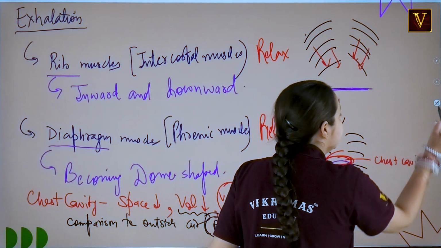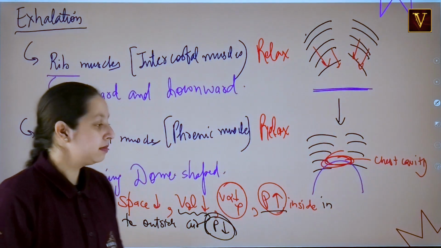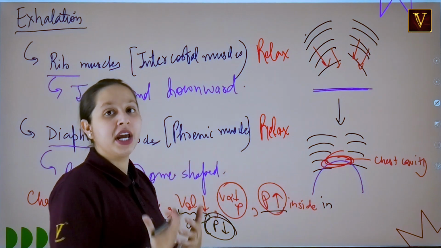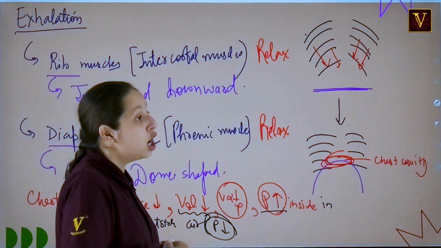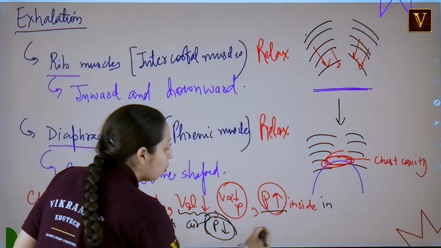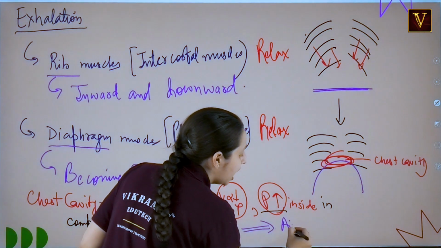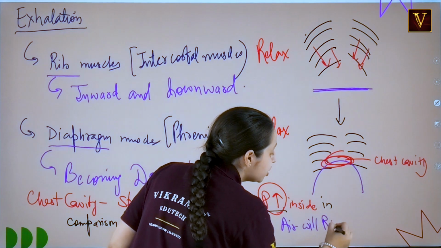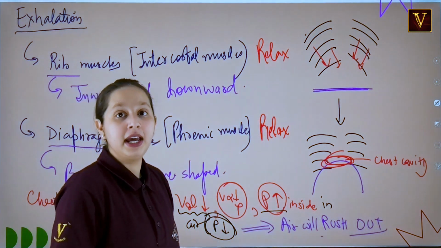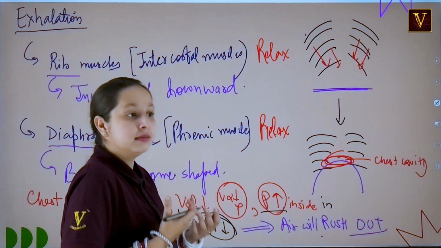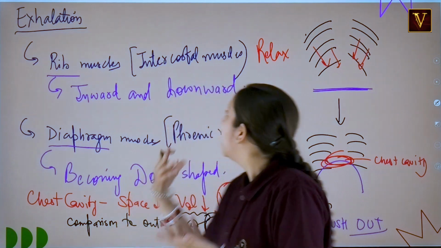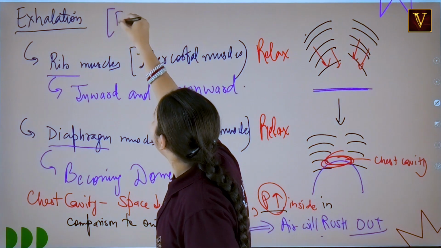So what will happen? Inside high pressure, outside low pressure. So air will move from the high pressured area to the low pressured area, inside to outside. So what will happen? Air will rush out. So you will exhale. This is inhalation, and this is exhalation, air going out, exhalation or expiration.